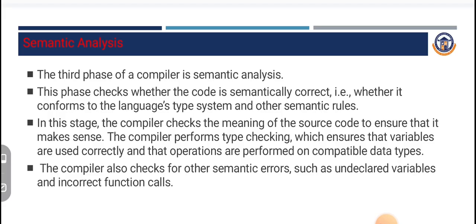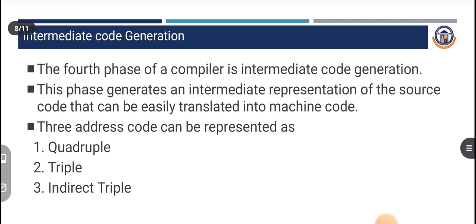Another possibility is that in your program, if you open two curly braces, it is compulsory to close the two curly braces also. This type of error will be identified in the third phase of the compiler, the semantic analysis. The next one is the intermediate code generation.